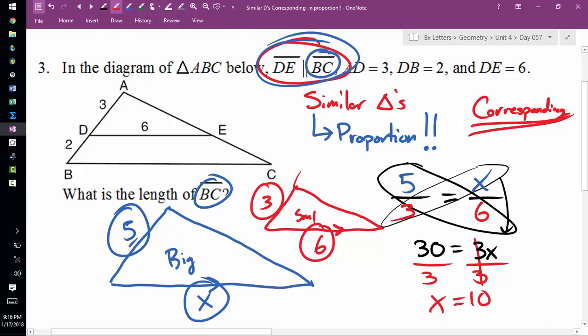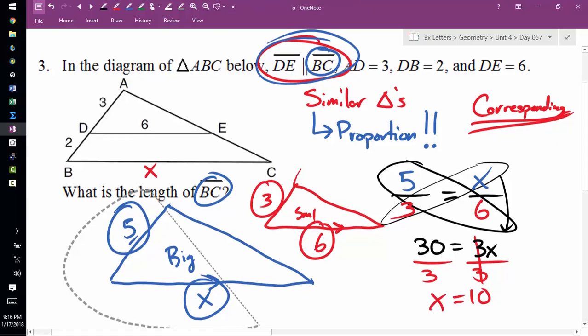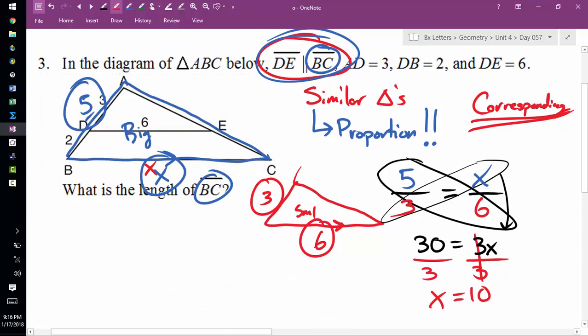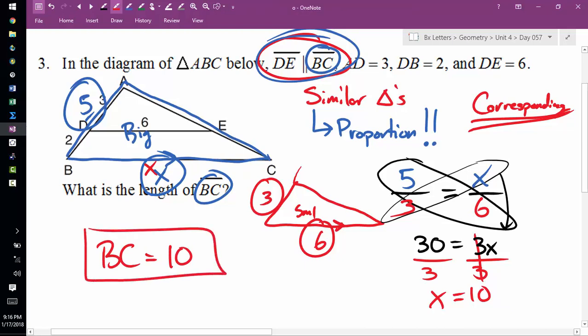Before calling it a day, I'm going to just verify that x really was the thing they were asking for. You know, what I called x, was it really the thing they were looking for? And yes, BC was in fact 10. Okay. I encourage you to find the scale factor. If you're still a little skeptical about this, divide corresponding sides to see the scale factor that took place and then apply that.